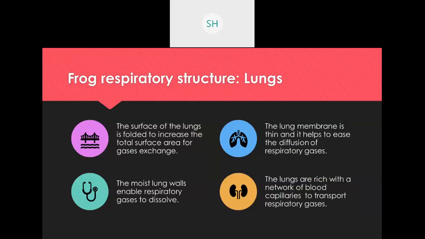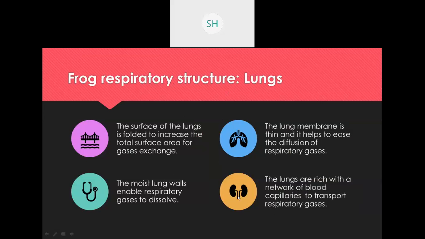First we are going to discuss the lungs. The surface of the lung is folded in order to increase the total surface area for gas exchange. The lung membrane is very thin and helps to ease the diffusion of the respiratory gases. The lung membrane is also moist, which increases the efficiency of the gases dissolving in the lung walls. The lung is also rich with a network of blood capillaries to transport respiratory gases.